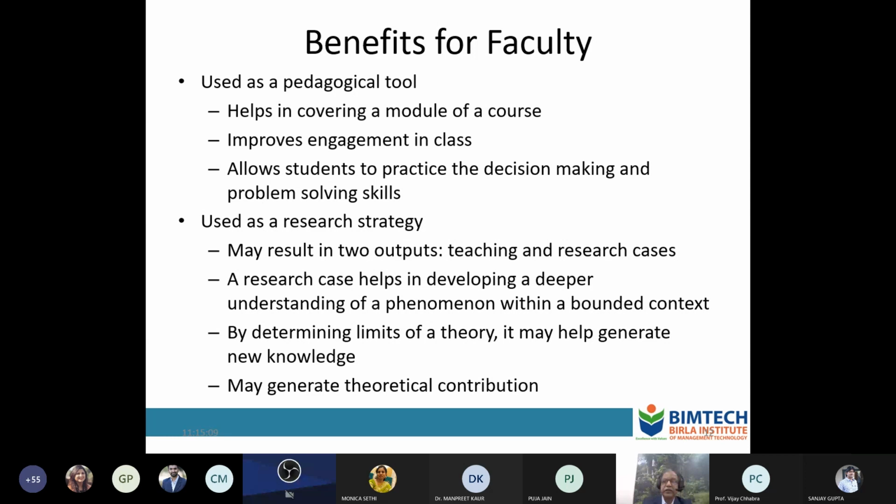If I ask the same question, say, how can I engage MBA students in BIMTEC or in your institute, that particular institute, it means I have defined the context, I have created a bounded context. This is the characteristic of a case. Bounded context. Once you narrow down the scope, the data collection requirement comes down. Because as you know, a case can be written even on one person, even on one organization.